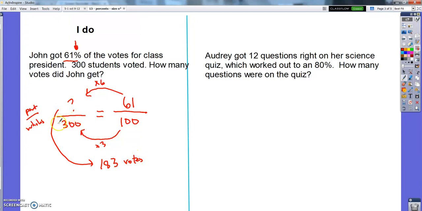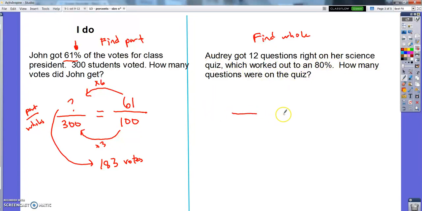So in this question, I gave you the whole, and you had to find the part. In other questions, I'll give you the part, and you have to find the whole, like this one. So Audrey got 12 questions right on her science quiz, which worked out to an 80%. How many questions were on the quiz?